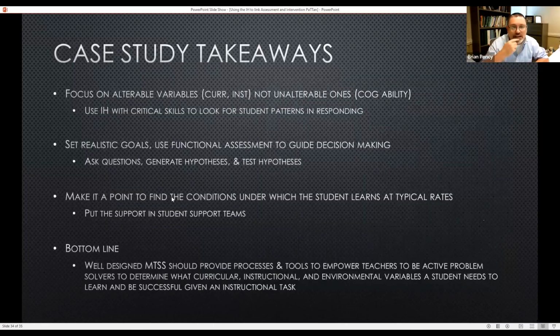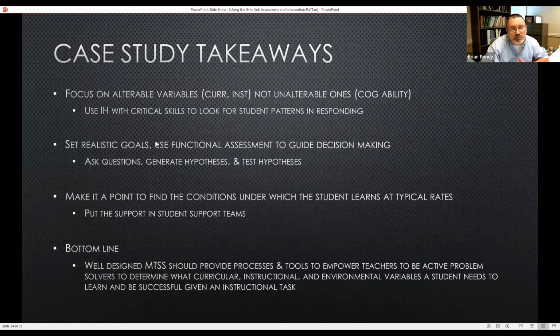What I want you guys to take away from this is focus on alterable variables. So what you're teaching, how much you're teaching, and how you're teaching it. So curriculum and instruction. Don't focus on unalterable variables. Pet peeve of mine, cognitive ability. Blaming the child for their lack of response is just not a good road to go down.